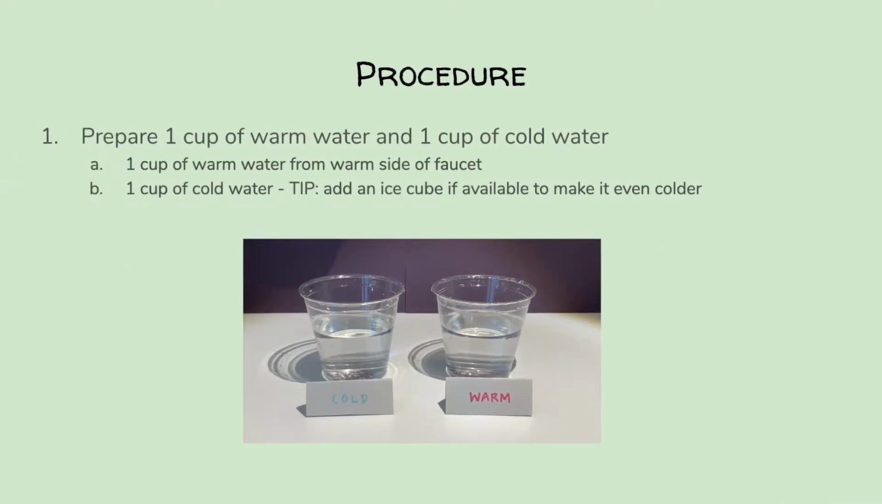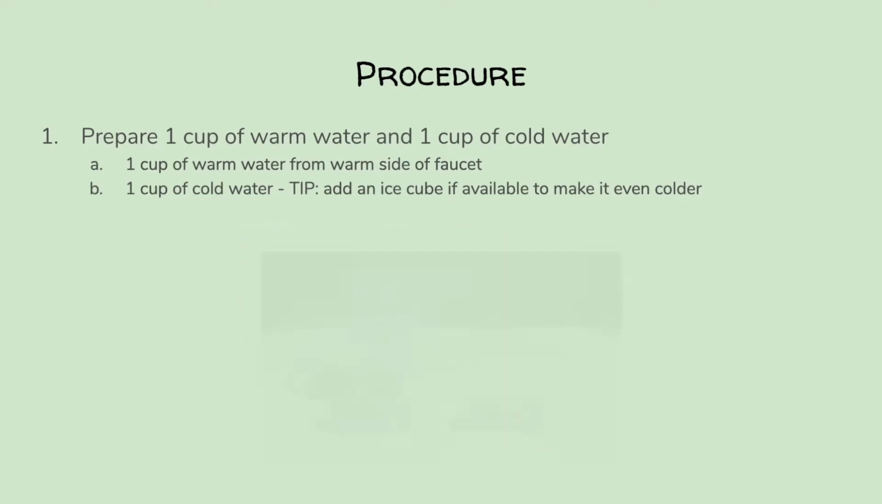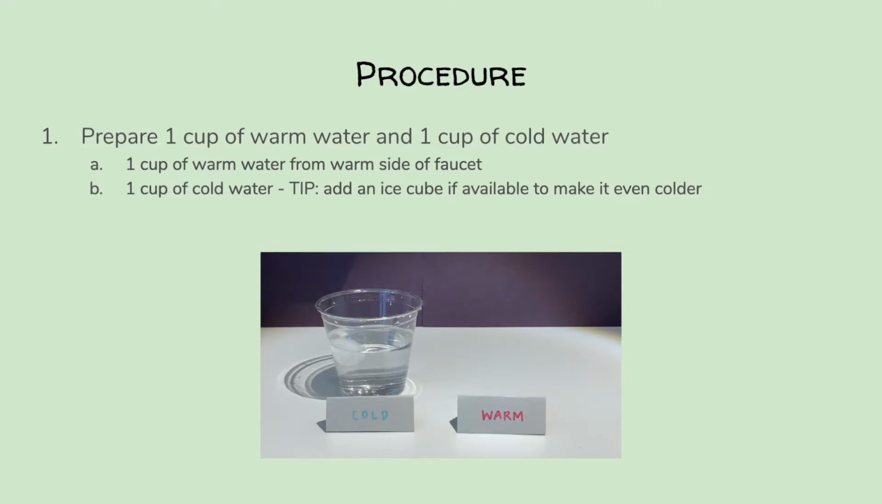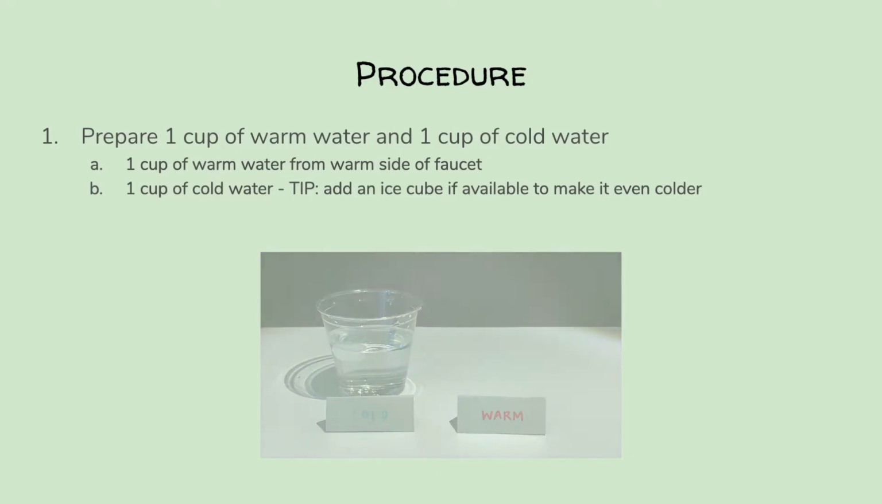Now, as for the procedure, we need to prepare 1 cup of warm water, 1 cup of cold water. So we can have 1 cup of warm water from the warm side of a faucet and then 1 cup of cold water. And then for the cold water, I recommend adding an ice cube to make it even colder than room temperature.